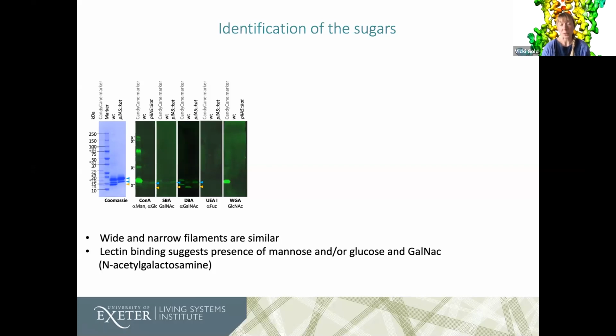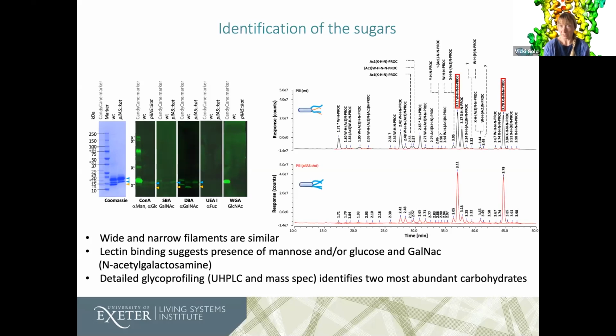However, we wanted a bit more detail on this, so we engaged with the company Ludger in Oxford, and they removed the sugars from our pili and performed ultra high performance liquid chromatography and tandem mass spectrometry. And these are the resulting traces. And we don't need to, again, worry about too much of the detail. The important point is that both the wild type sample with both filaments and the mutant with only wide filaments, the traces were very similar. So it looks like both filaments are probably modified in the same way.